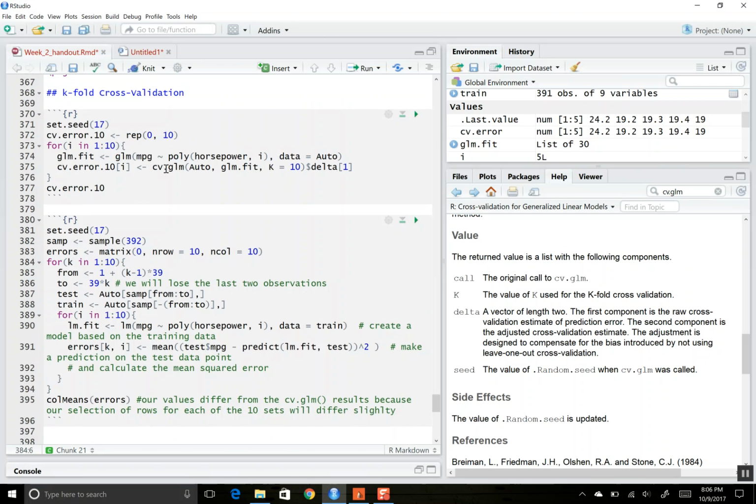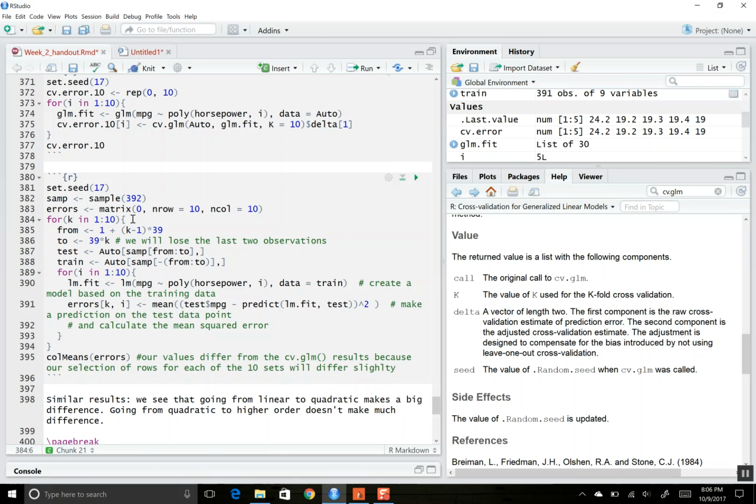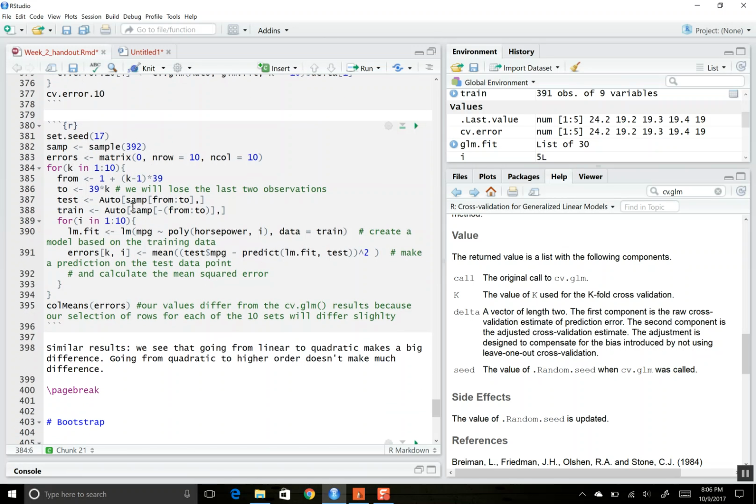People have different methods in terms of how that goes when you have a number of observations that's not an even multiple of 10 or something, right? Or of your k. Okay, so anyway, rather than just doing the first 39 goes into the test and then the next 39 goes into the test, I've shuffled them up, okay?